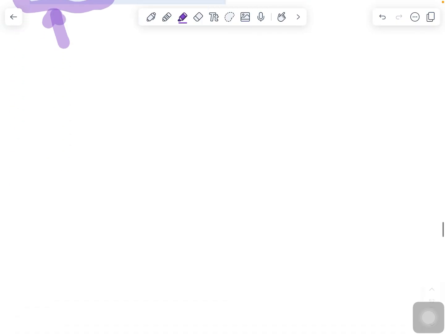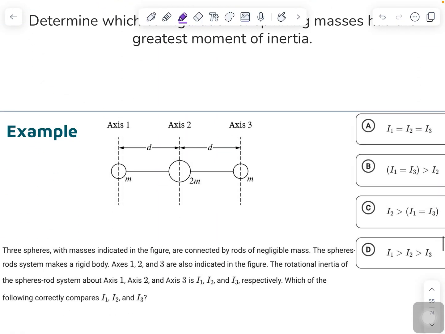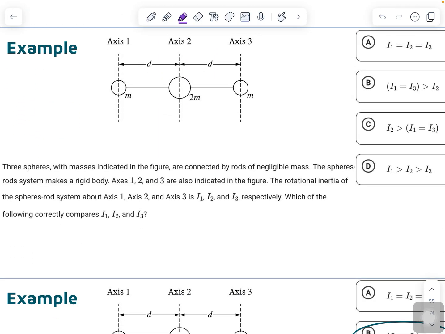So let's go ahead and go through. I'm skipping these two, and we're going to do the examples. So we have three spheres with the mass indicated in the figure, and they're connected by rods of negligible mass, and we're supposed to rank the moment of inertia about each of the rods. So when we do this one, we're going to use this new equation that they have for us, the sum of m_i r_i squared.